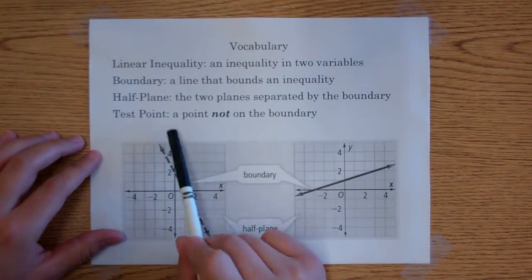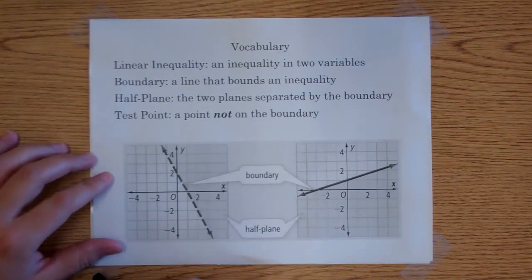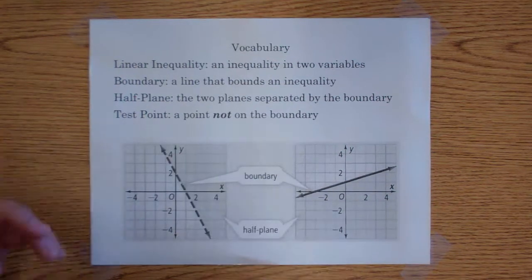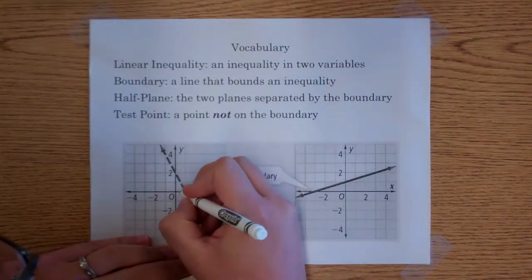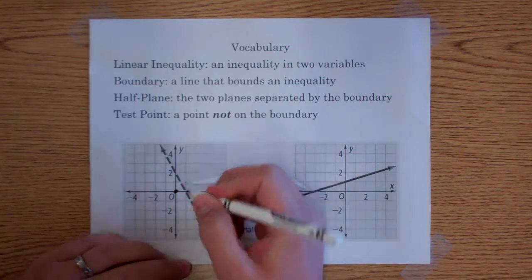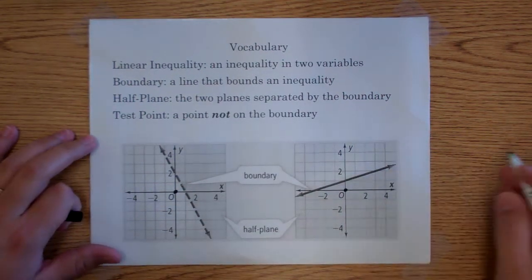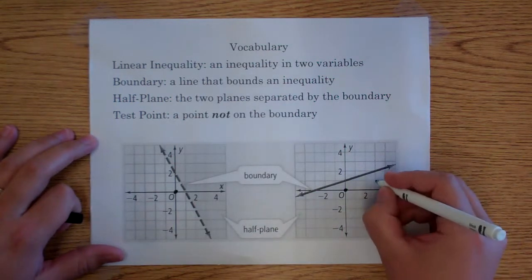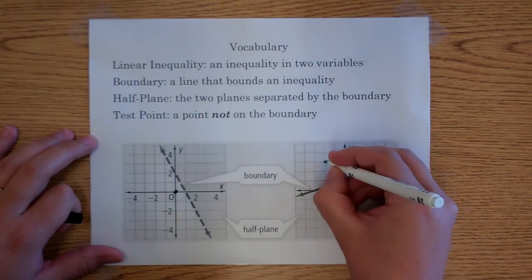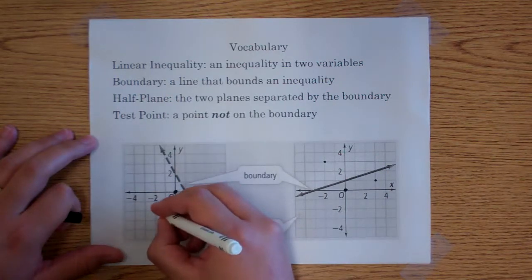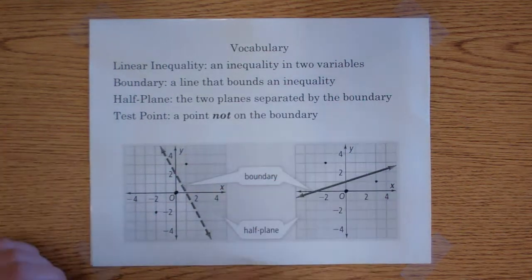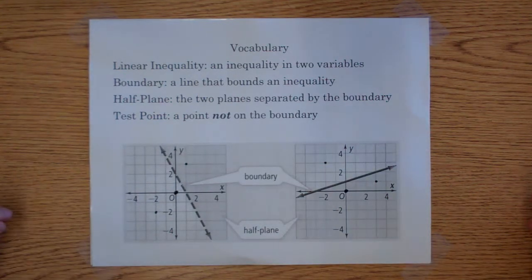And test point, a point not on the boundary. So for this, a test point might be, say, 0, 0, because it's not on the boundary. Same thing over here. You could still use the point 0, 0 because it's not on the boundary. But you could pick any point. You could pick this one, you could pick this one. Same thing over here. As long as it's not on the boundary, it's a test point. All right? We'll go over more of what that is in a minute.